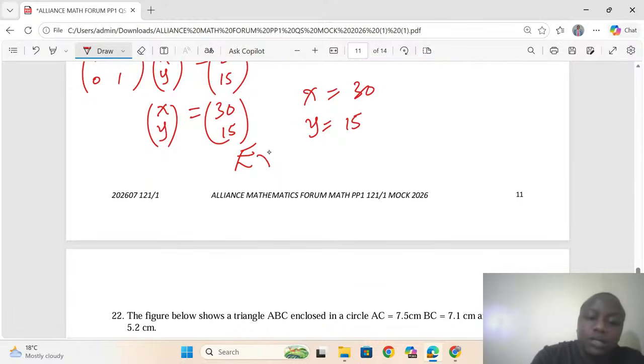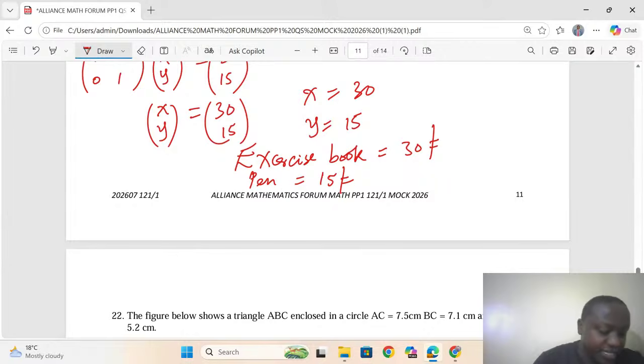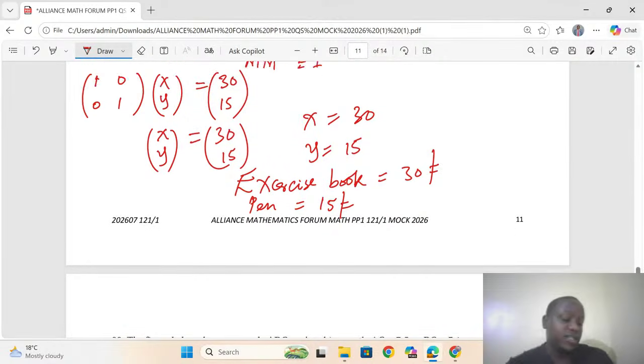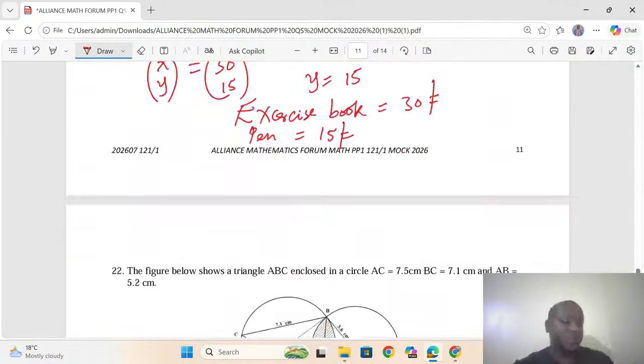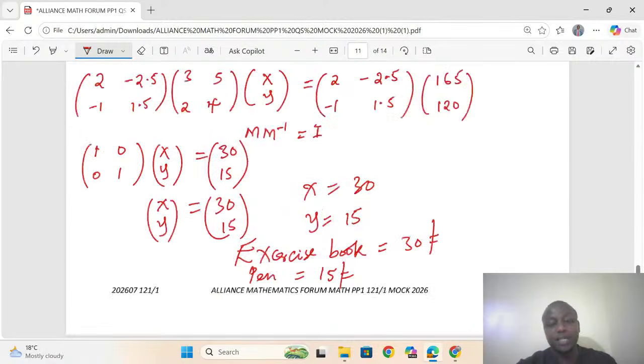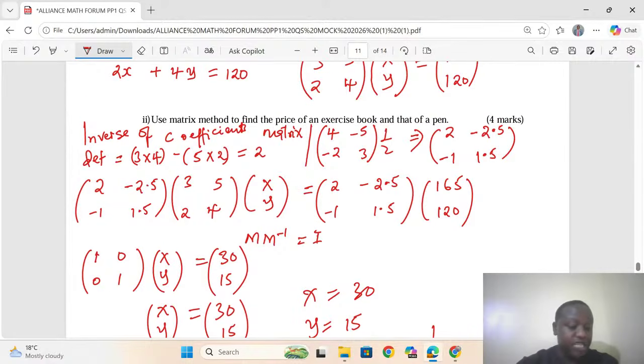Exercise book equals to 30 Kenya shillings. A pen, in this particular shop, equals to 15 Kenya shillings. A very good question. Using matrices to solve simultaneous equations.